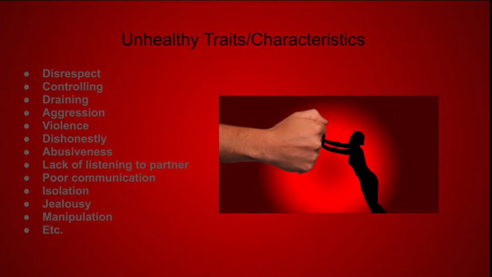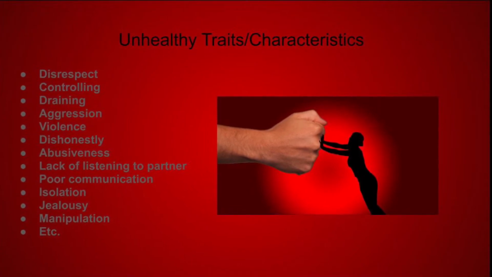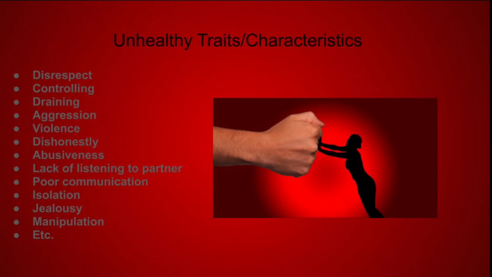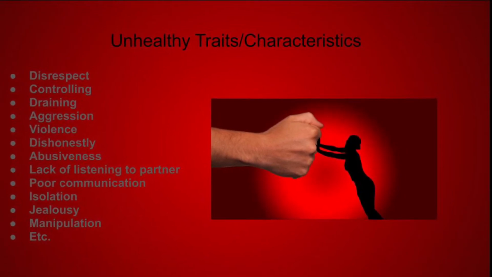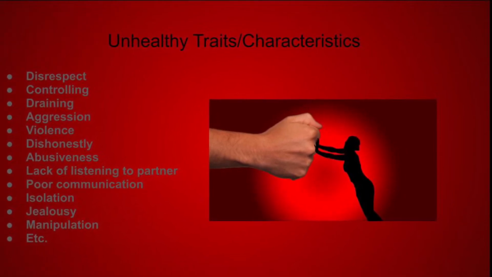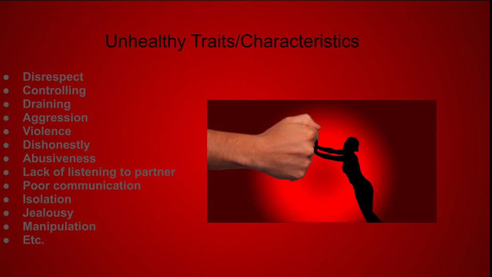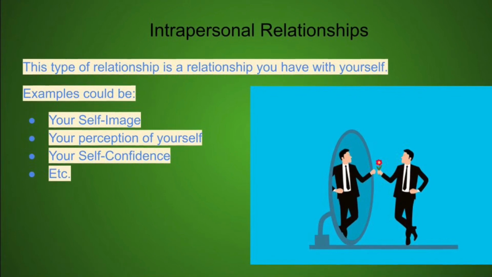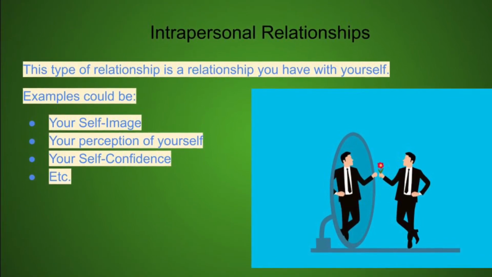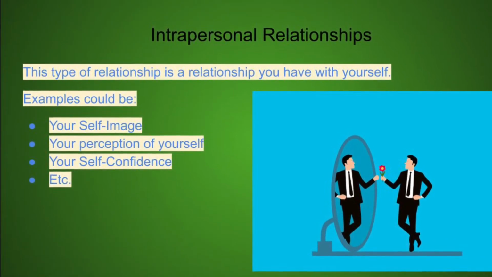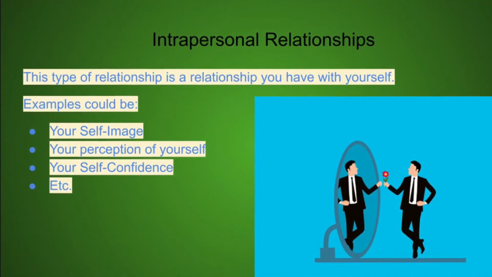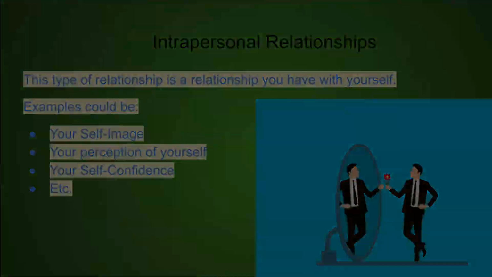Unhealthy traits and characteristics. Disrespect, controlling, draining, aggression, violence, dishonesty, abusiveness, lack of listening to partner, poor communication, isolation, jealousy, and manipulation. Intrapersonal relationships. This type of relationship is a relationship you have with yourself. Examples could be your self-image, your perception of yourself, your self-confidence, and etc.